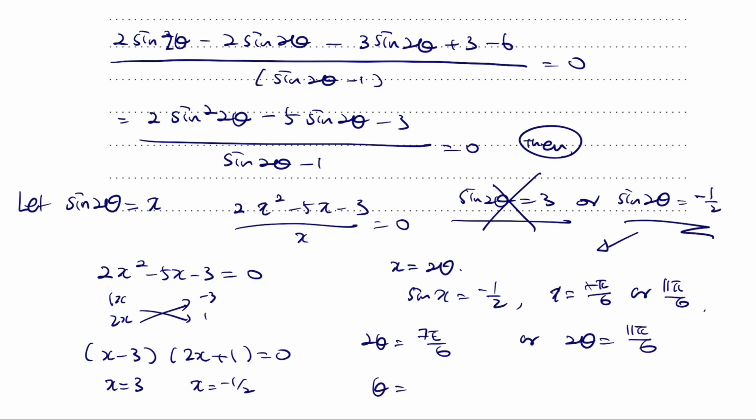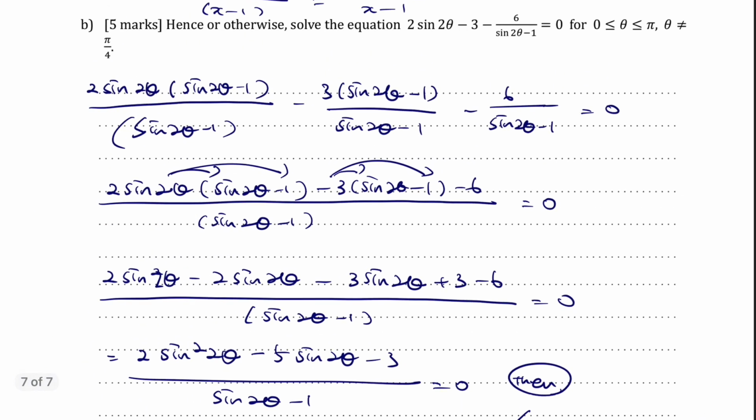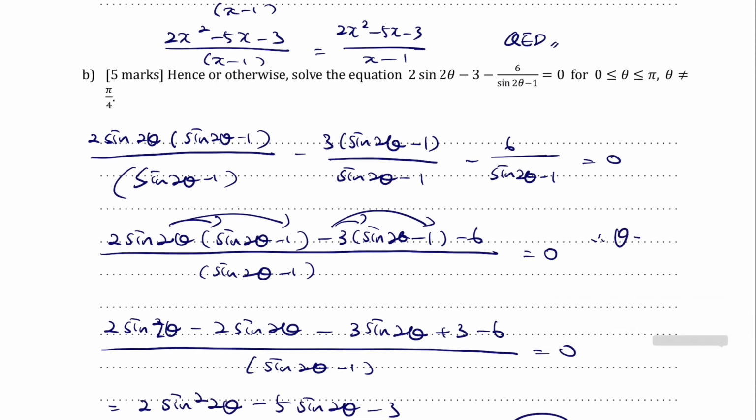Then theta is either 7 pi over 12 or theta is equal to 11 pi over 12. Since theta is between 0 and pi, we can say the answers are 7 pi over 12 and 11 pi over 12. So there are 2 answers: the theta values are 7 pi over 12 and 11 pi over 12.